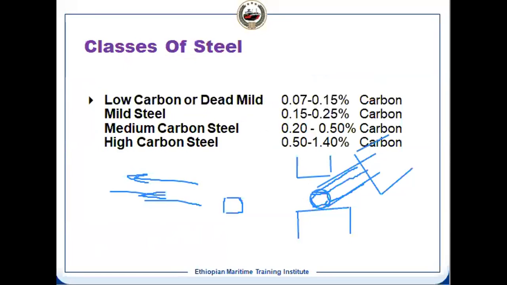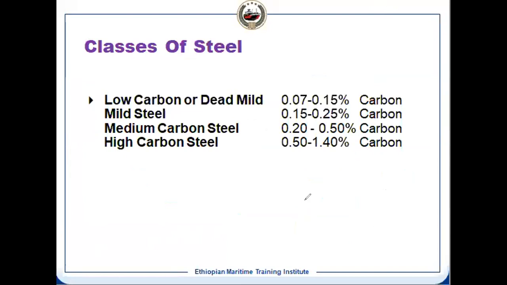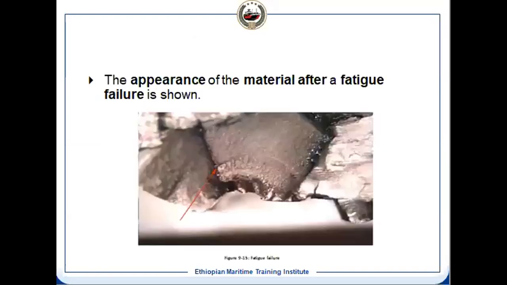Then the classes of steel. We have the low carbon steel or mild steel. We have seen that the carbon percentage is very low. Mild steel is 0.15 to 0.25, medium carbon is 0.2 to 0.5, and high carbon steel is 0.5 to 1.4. This is the range of steel. We have different classes of steel depending on the carbon percentage, and we divide them into different steels.